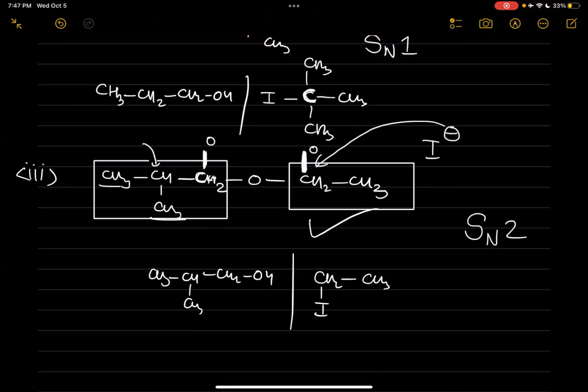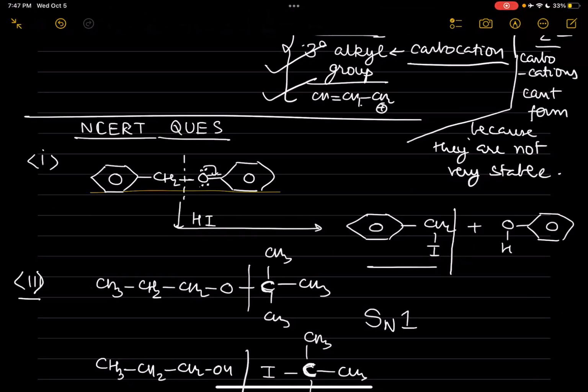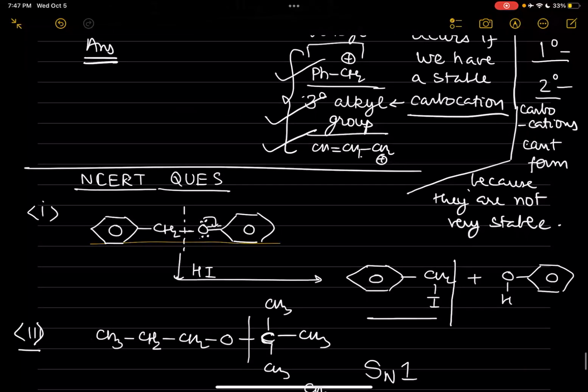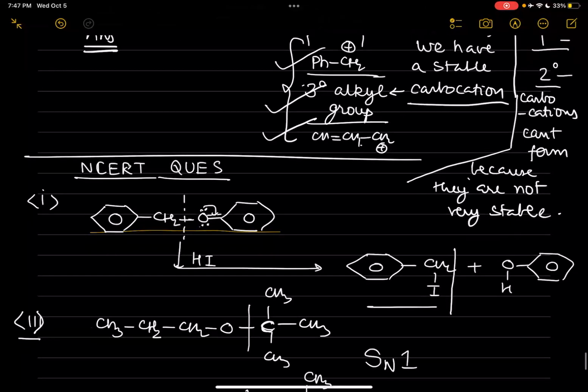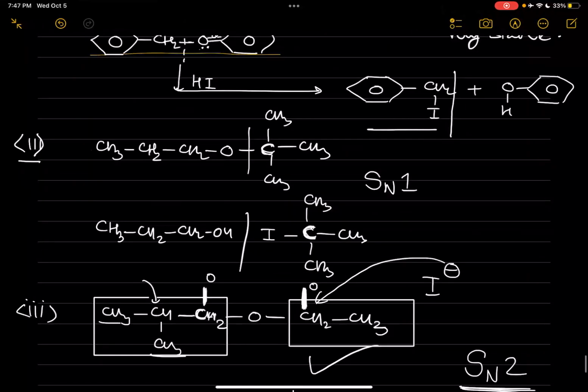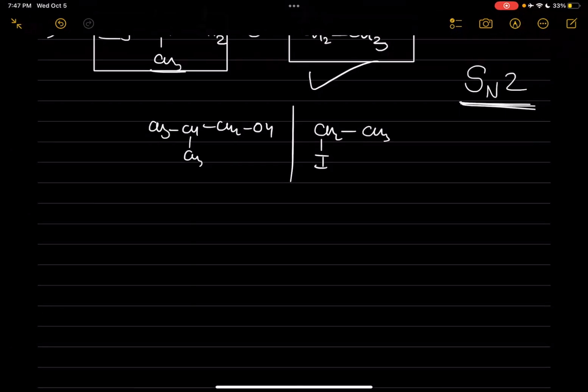You can just mention SN2 because none of the alkyl groups can form a stable carbocation. It is SN2, and if it is SN2, the nucleophile is going to attach itself to the smaller alkyl group, which is less bulky and easier to approach. But if there is a more substituted, more branched alkyl group, then that alkyl group will break ahead of the attack of I minus, because it is going to form a stable cation, and if it forms a cation prior to the attack of I minus, then it is SN1. Okay, clear? Yes, sir. Clear.